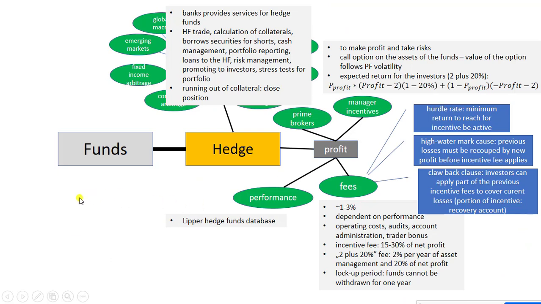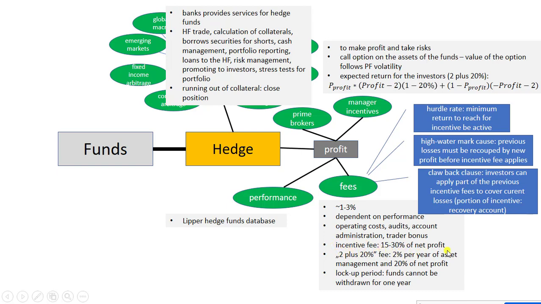Okay, but let's talk about hedge funds because they are the most expensive investment fund on this graph. So first of all, their fees. Usually 1 to 3% will be accounted as a fee, and it depends on the performance, and also operating costs, audits, account administration, trader bonuses must be included there, and there is also an incentive fee.